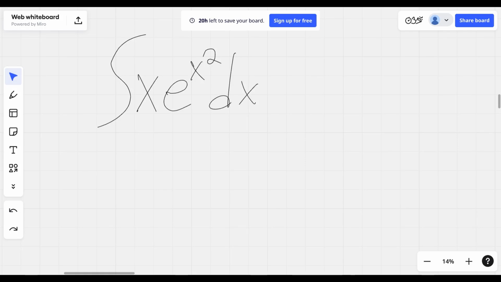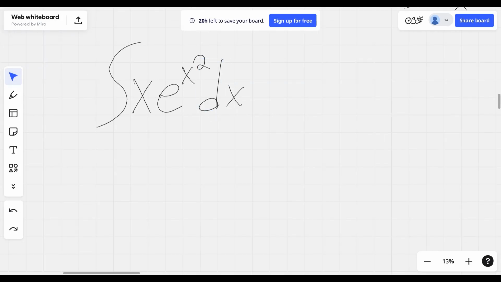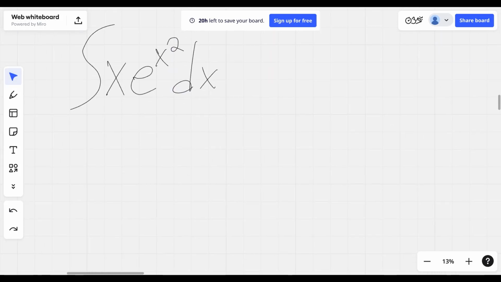Now, we're going to try solving another u-sub problem. This one's also pretty easy. It's not too hard. So, here we go. We have to pick our u value, so we're going to use LIATE.